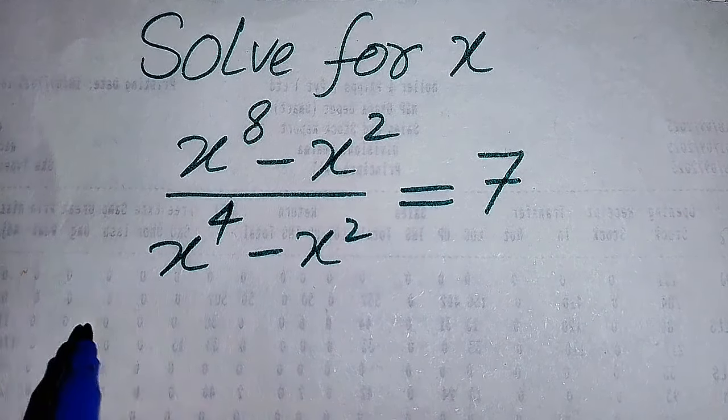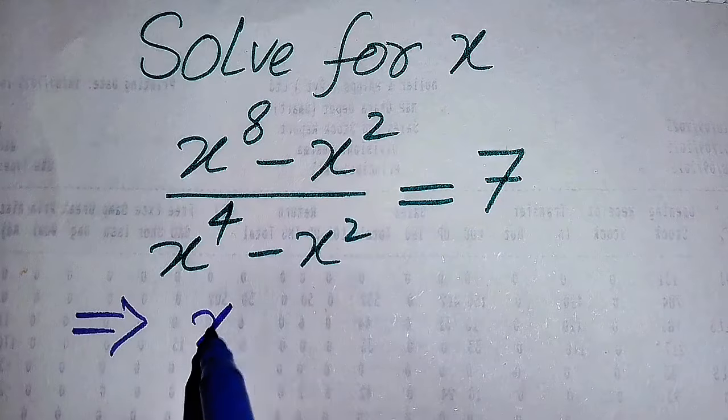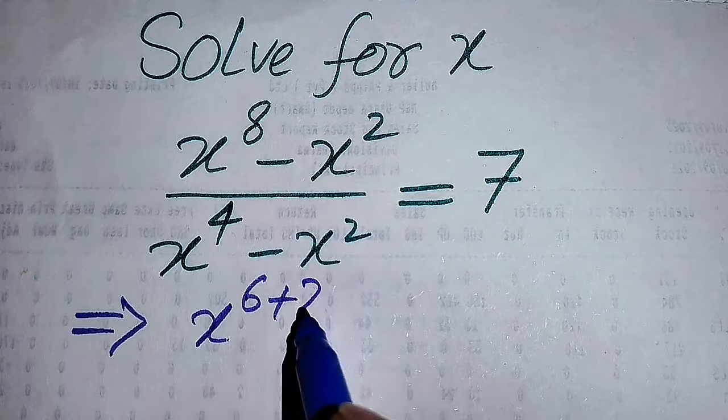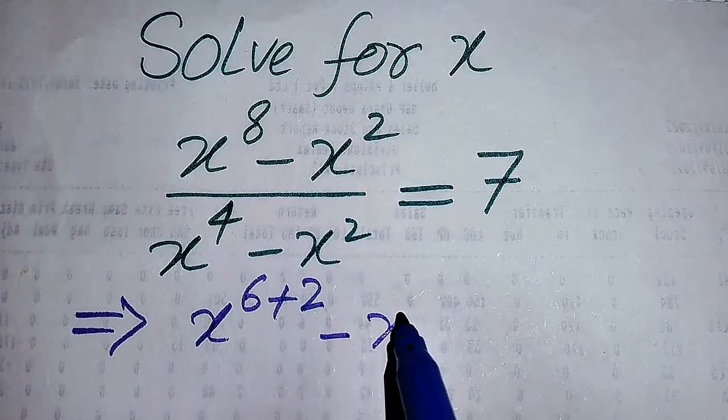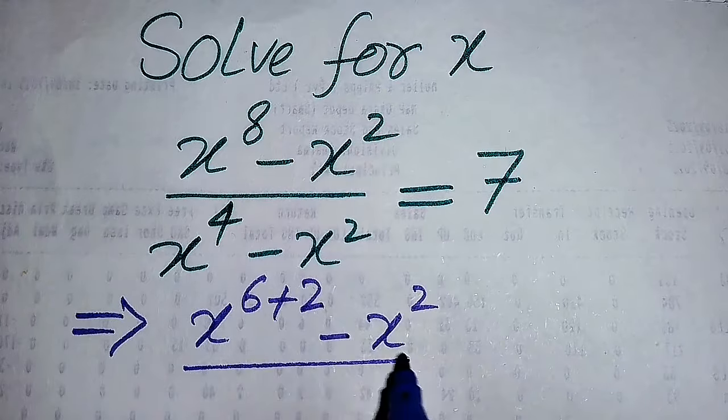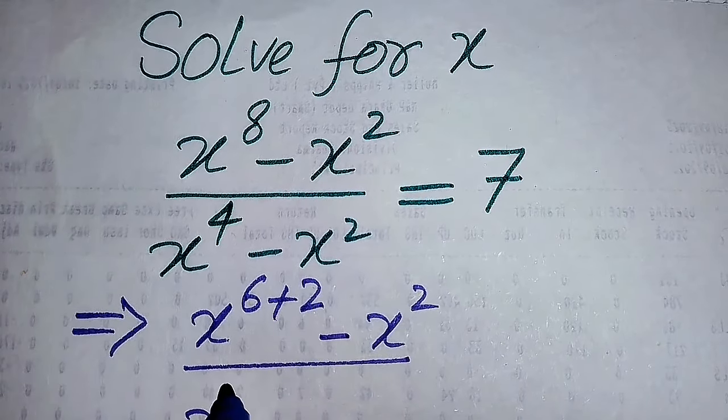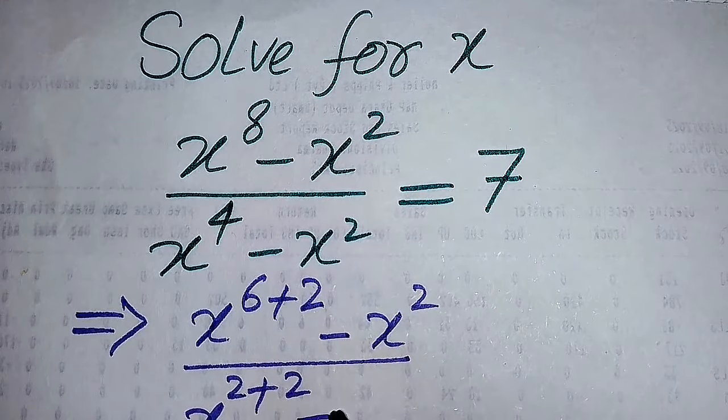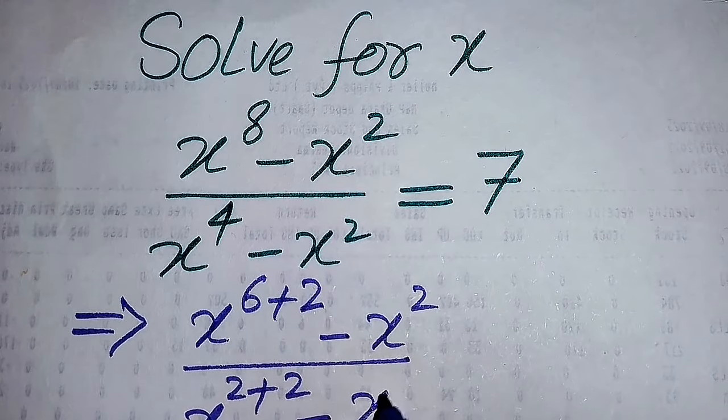So here first we need to rewrite this equation. The exponent of this term is 8, and we break this 8 as x to the power of 6 plus 2, minus x square, divided by x to the power of 4, which will be written as x to the power of 2 plus 2, minus x square is equal to 7.